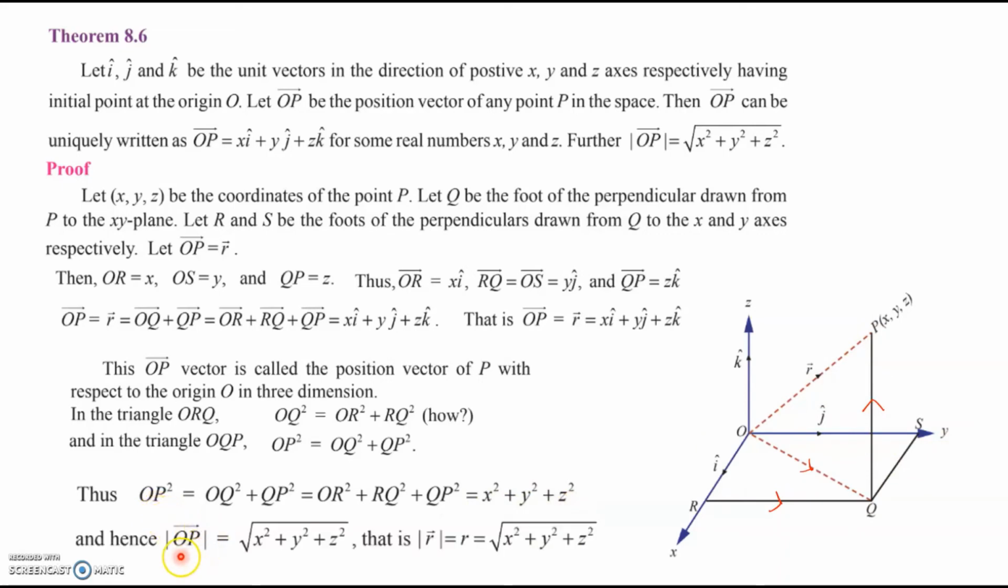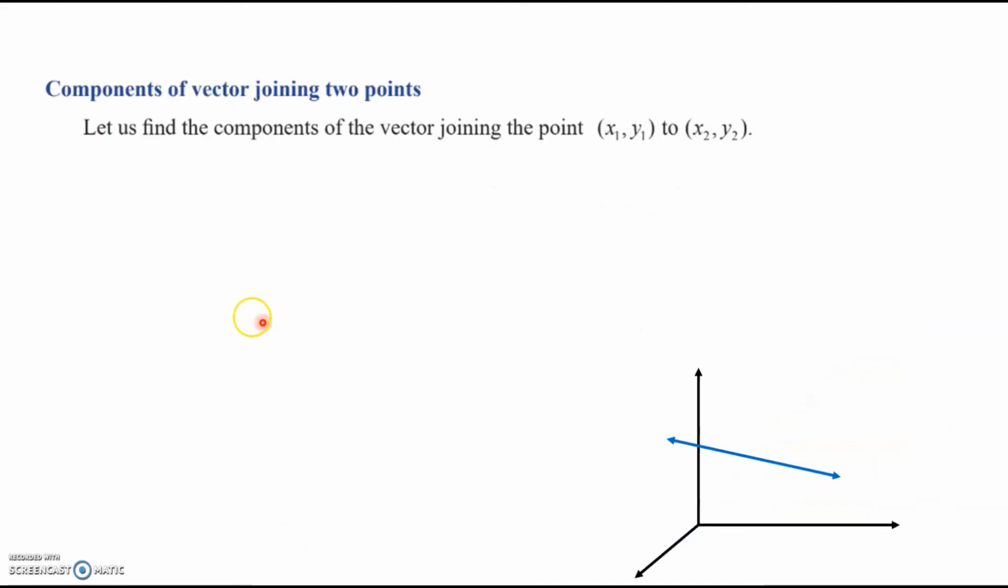Now if you take the square root, or rather the magnitude of OP, which is this vector here, you can get this as square root of X squared plus Y squared plus Z squared. Alright, so the magnitude of a position vector can be defined as the square root of the sum of the squares of the coefficients of i cap, j cap, and k cap.